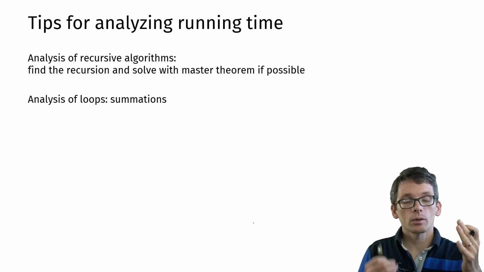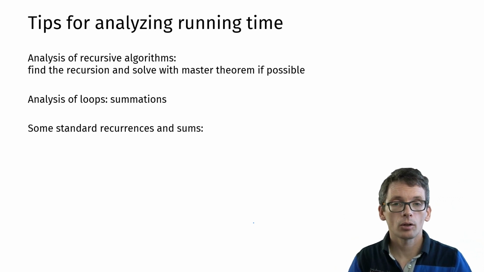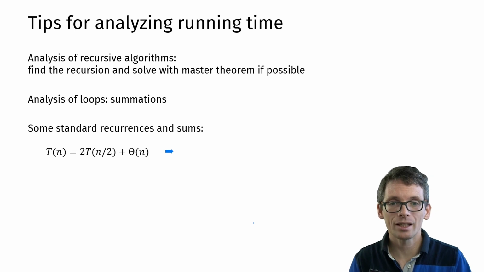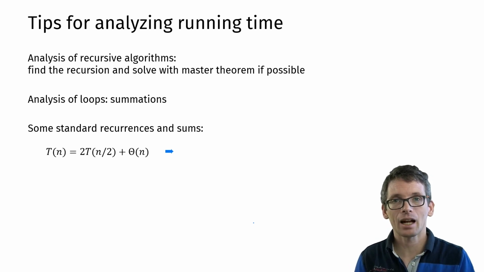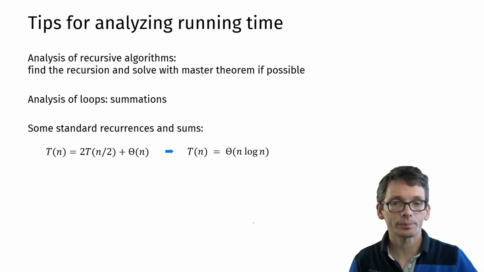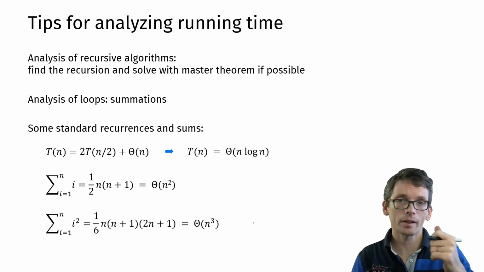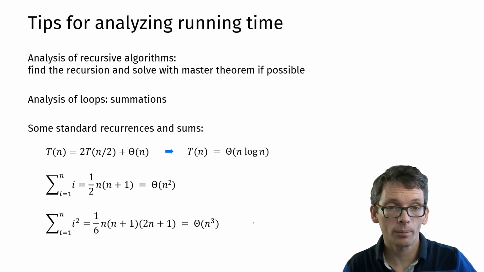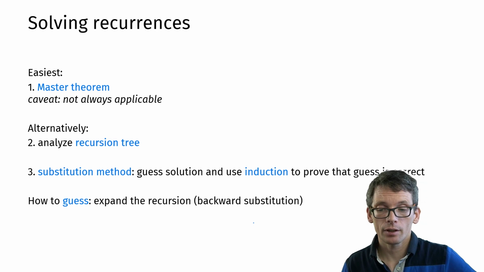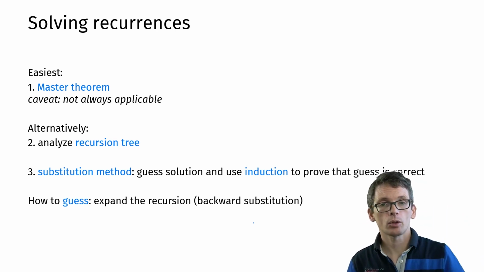For the recurrences and for the summations, it's good to know some common sums and recurrences. So a common recurrence is the MergeSort recurrence, T of n equals 2 times T of n half plus theta of n. It's good to know that that solves to theta of n log n. Then also, if instead of the sum of i, we have the sum of i squared, then simply on the right hand side, the exponent also goes up by 1, so that would be theta of n cubed. So that's what we've seen in this video: master theorem, recursion trees, expanding a recursion, and the substitution method.